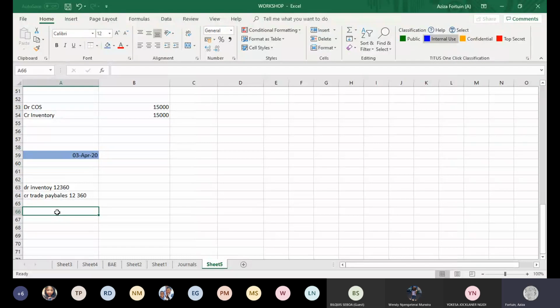Okay, let's look at the weighted average method. Let's put this into context now and look at the weighted average.